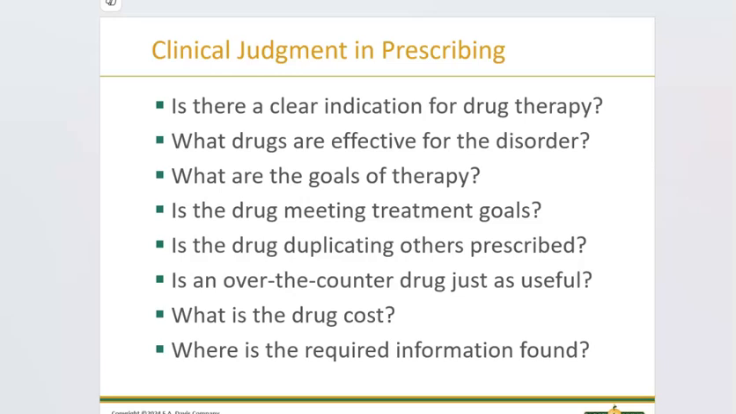So I'm asking myself, is there a clear indication for it? What are the goals of this therapy? Is the drug going to meet the goals of the patient? Is the drug cost effective for the patient? Is it something that's on their formulary? Will their insurance cover it? So it doesn't matter that I look up in UpToDate that it says give this drug for this disease. I have to understand how that drug specifically plays into my scenario with my specific patient and make clinical judgments to make sure that we're choosing the right drug.